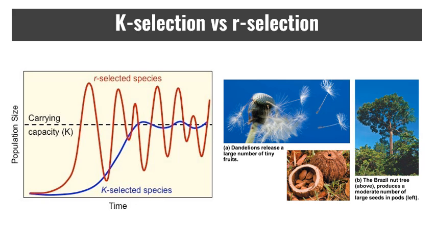K-selected organisms display traits associated with living at densities close to carrying capacity. They invest more heavily in fewer offspring, each of which has a relatively high probability of surviving to adulthood. In stable or predictable environments, K selection is going to predominate, as the ability to compete successfully for limited resources is crucial. Traits thought to be characteristic of K would be things like a large body, a long life, production of few offspring.